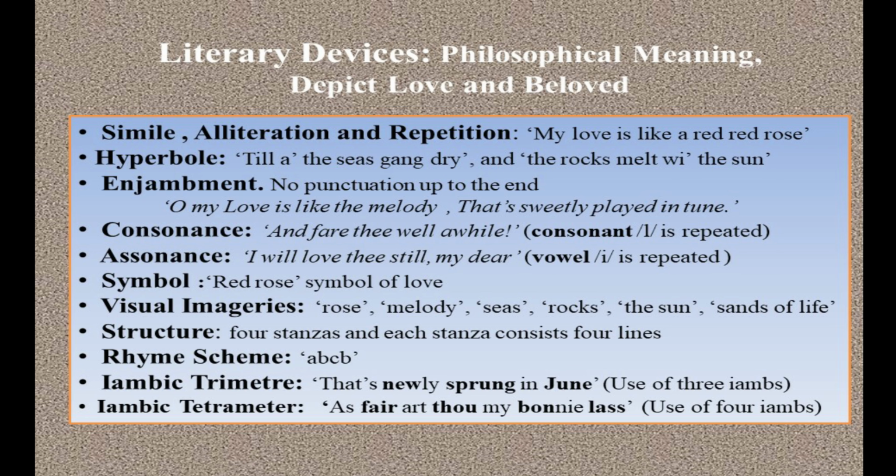The poem contains four stanzas and each stanza contains four lines. In short, we can say there are 16 lines. All the stanzas have the same rhyming scheme, that is ABCB. The line "That's newly sprung in June" is an example of iambic trimeter. Here, three iambs are used. "As fair art thou, my bonny lass" is an example of iambic tetrameter. Here, four iambs are used.